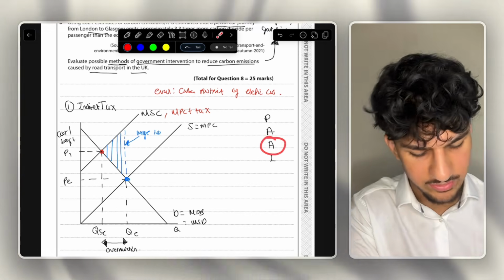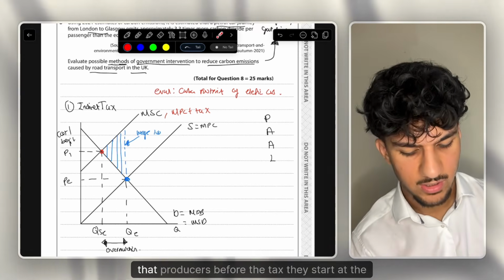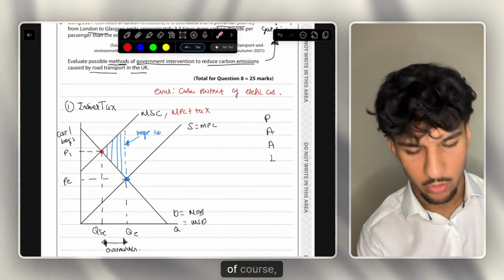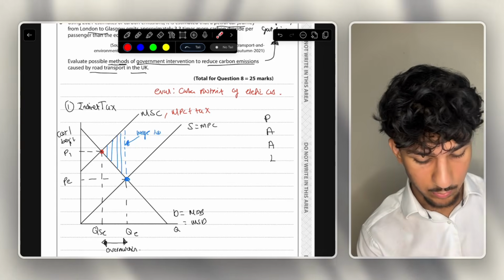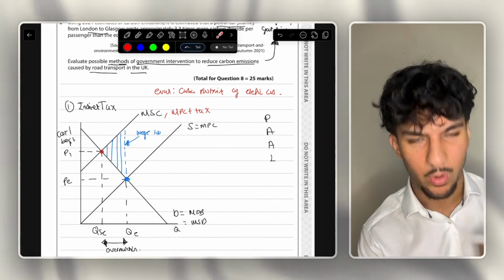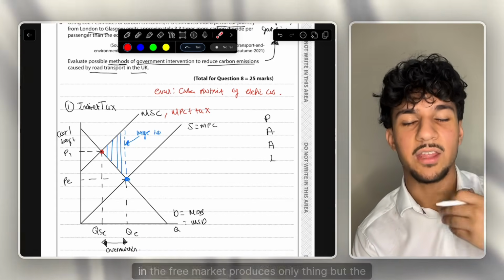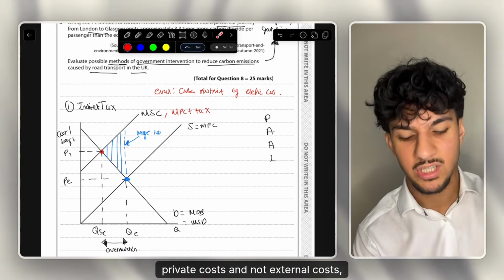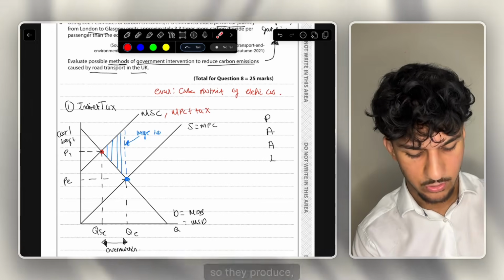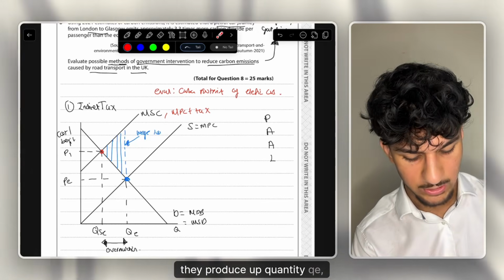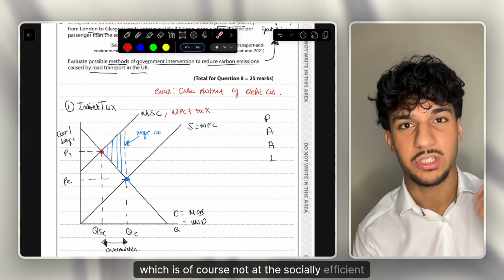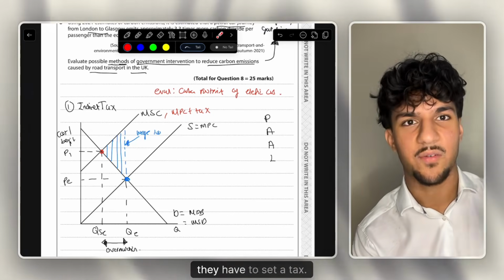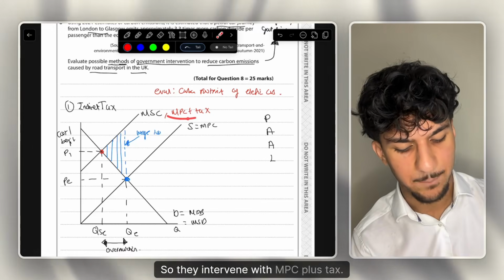So this part of my paragraph. I would probably start by just mentioning that producers before the tax, they start at the market equilibrium. Of course, at the market equilibrium, we are producing at QE. Why is that? Since in the free market, producers only think about their private costs, and not external costs. Thus, they overproduce. So they produce at quantity QE, which is of course not at the socially efficient production quantity. Therefore, the government have to intervene. They have to set a tax. So they intervene with MPC plus tax.